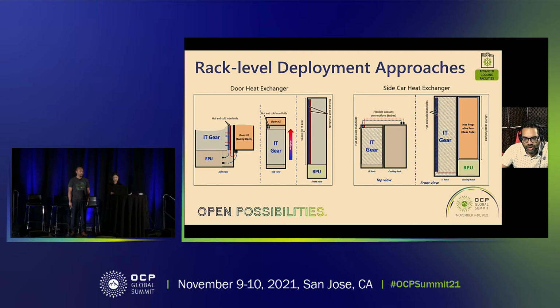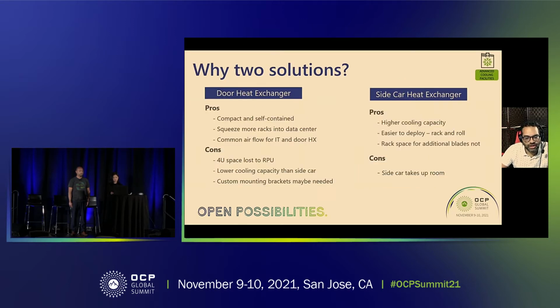Whereas with the sidecar deployment on the right, the cooling rack is adjacent to the rack with the IT gear. The RPU takes up 4U of space, but in the cooling rack rather than the IT gear rack. And additionally, the airflow does not pass through the IT gear before hitting the cooling loop. So there's some thermal efficiencies there as well. So let's go through the pros and cons of each solution.